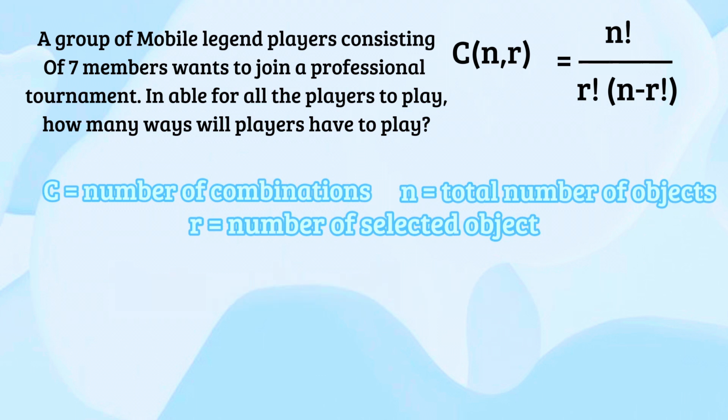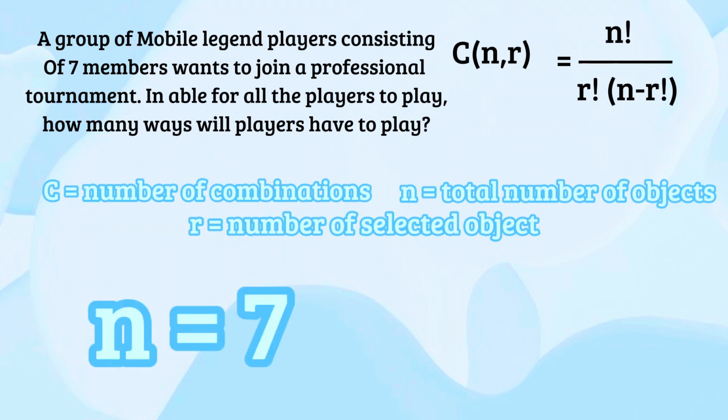Back to the example, next thing to do is to determine all the givens. But take note, there are givens that are sometimes not mentioned in the example itself. Just like here in our example, it is easy to say that our n, or total number of objects, is a group of ML players consisting of 7 members. So our n is 7.